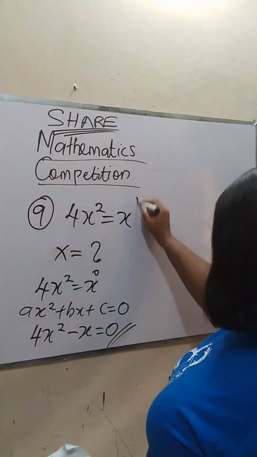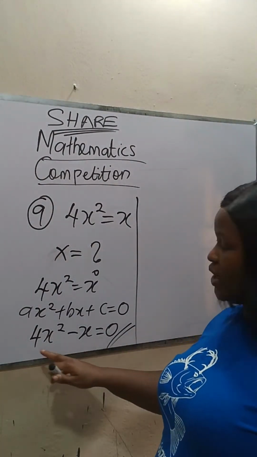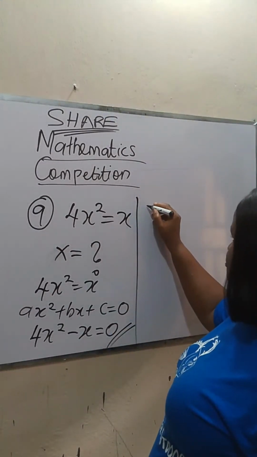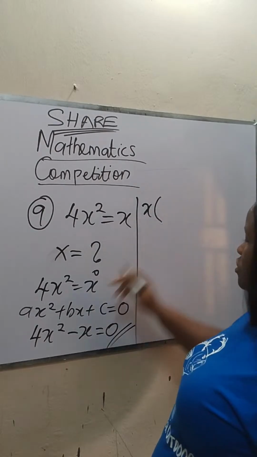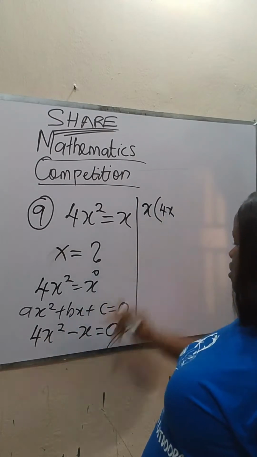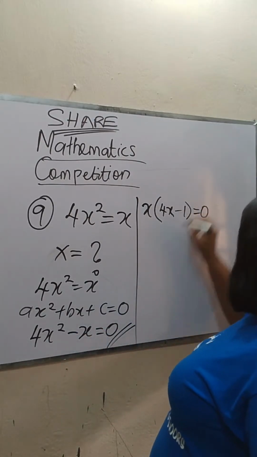Okay? So going further, we look at it here. X is common. We have x here, we have x here. We're going to factor x out. If we do that, we have x, and 4x squared divided by x will give us 4x. X divided by x will give us minus 1 equal to 0. Okay?